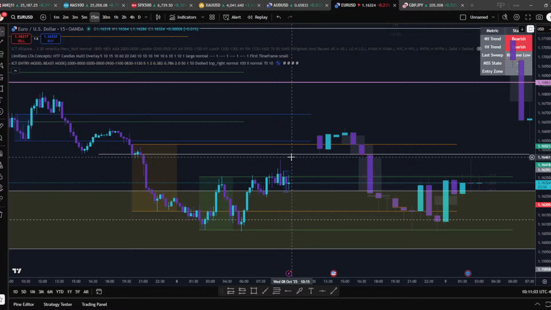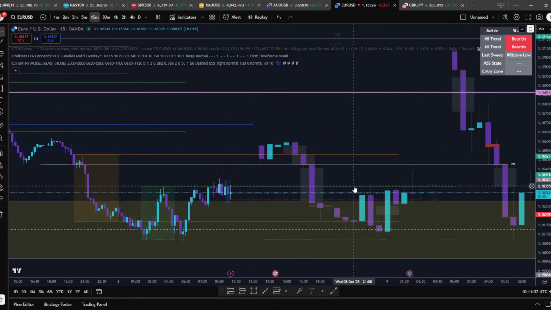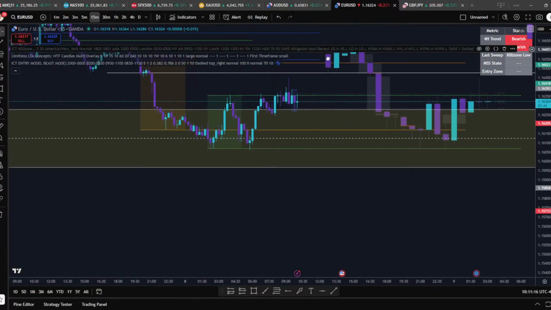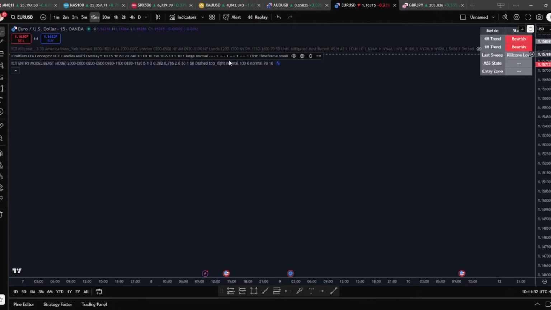I think Euro is also waiting to be exploded. It's respecting this fair value gap, but if it inverses this fair value gap, it's just going to explode all the way up. But because it's accumulating a lot here, there's a possibility of pushing up, taking Asia highs, creating a fair value gap, inversing it on the way down, and just dumping like a stone.